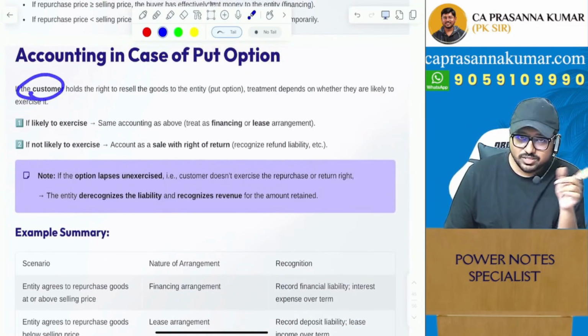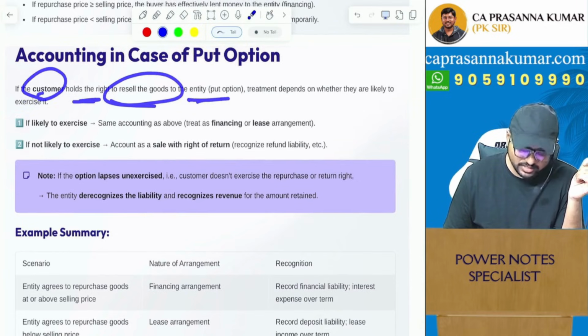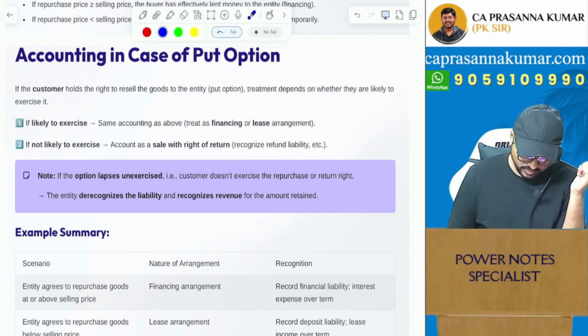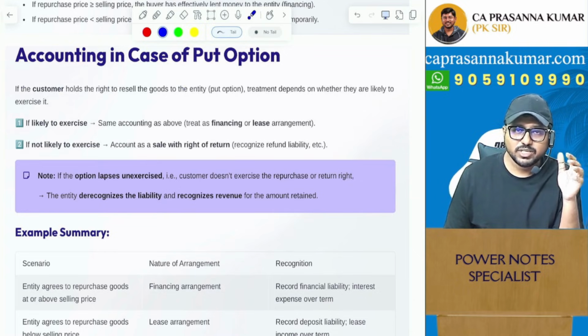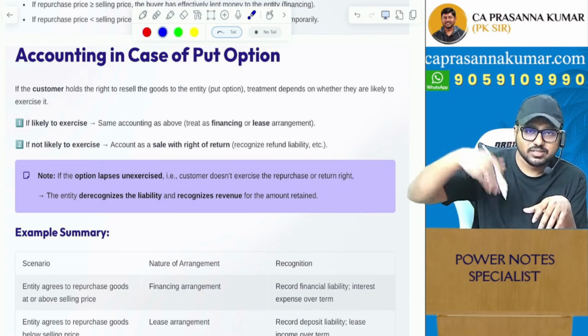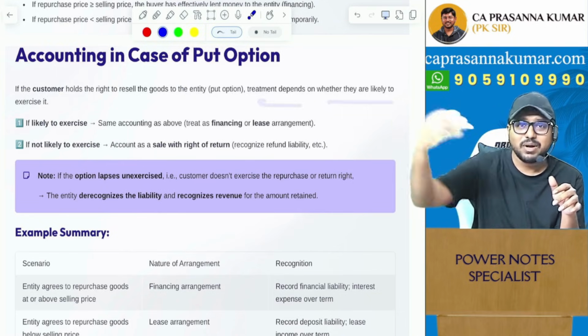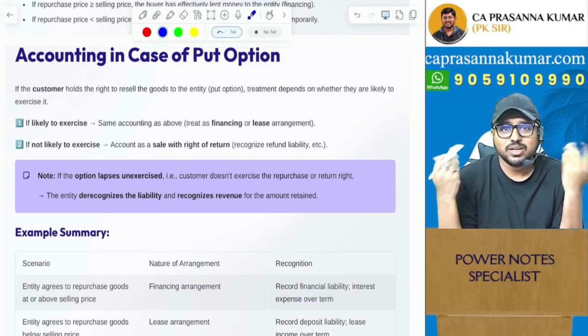If the customer, because customer is SK Limited in this case, holds the right to resell the goods to the entity, so we are talking from the entity's point of view, then it will be referred to as a put option. Because if the option is in the hands of the entity, it is a call option. If the option is in the hands of the other party, in this case the customer, then it will be referred to as a put option. Then the treatment depends upon what the other party is likely to do, isn't it? Because it is not in my control.